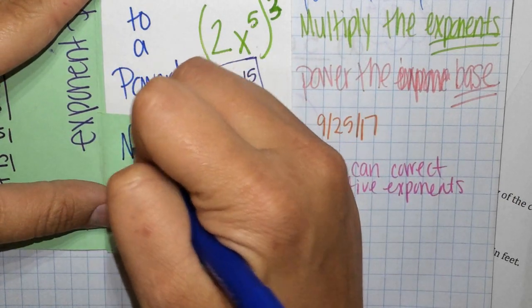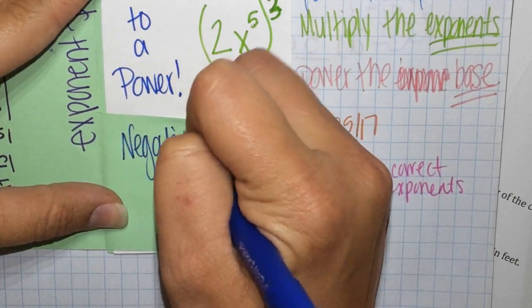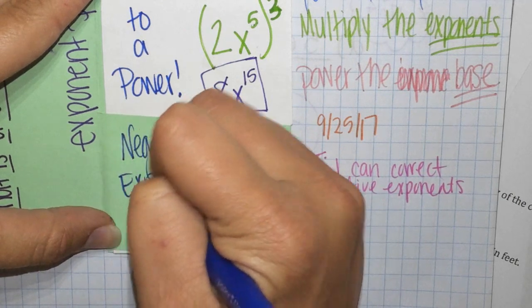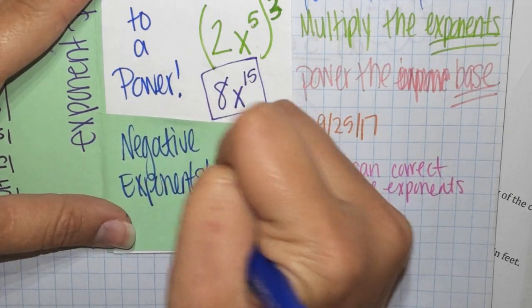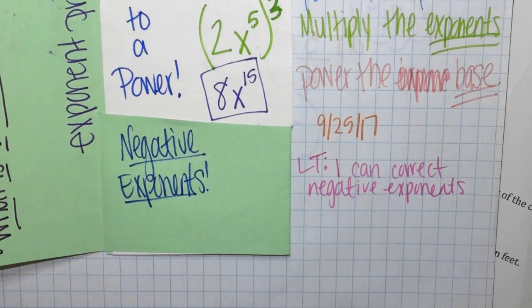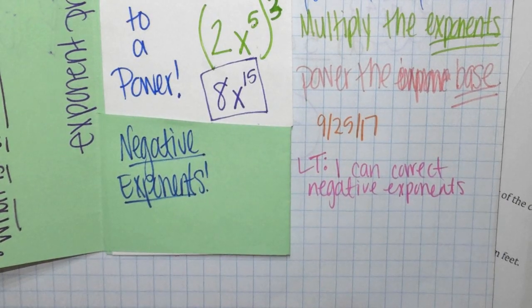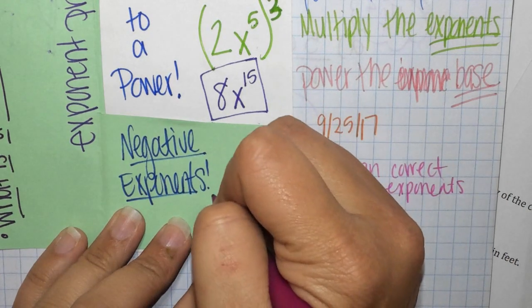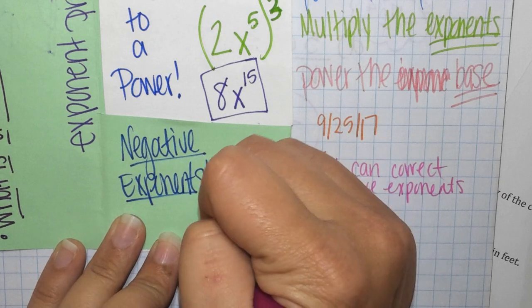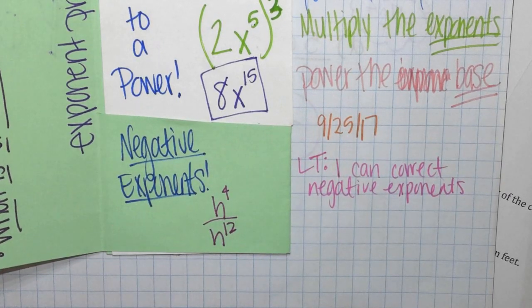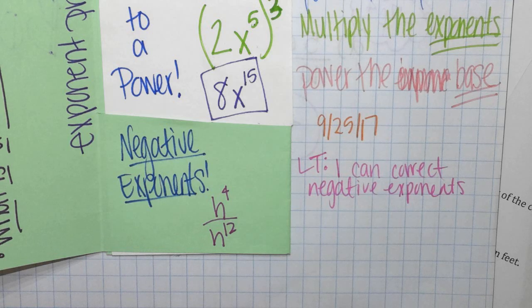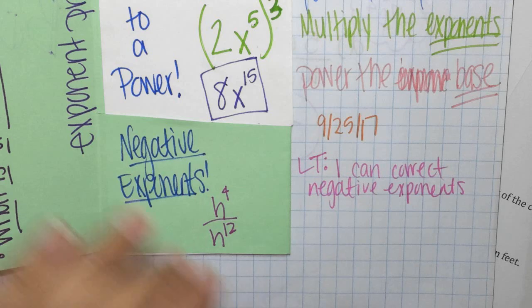Alright, here we go. Negative exponents. Now, this is very important that you process what we're about to do. Very, very important because it changes your answer. So, for instance, if I gave you a problem that said h to the 4th divided by h to the 12th, what would you do with those two exponents? Would you divide the exponents or would you subtract the exponents? You would subtract the exponents. Yes, good.